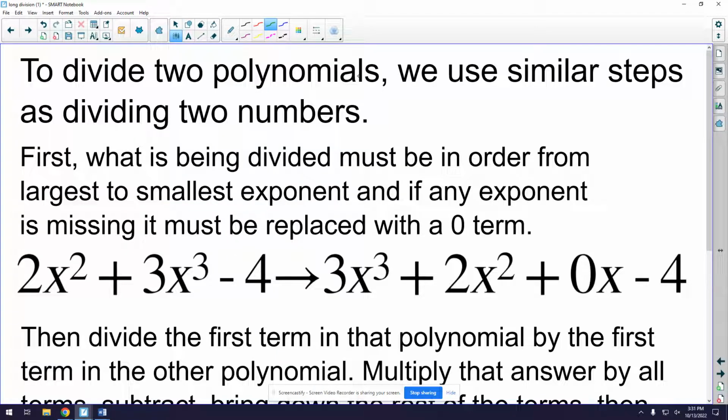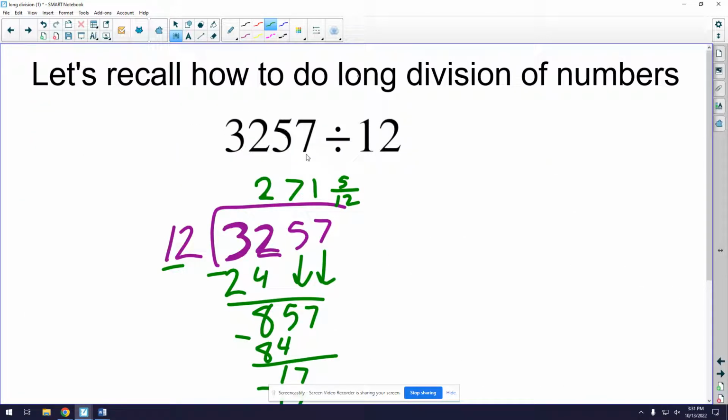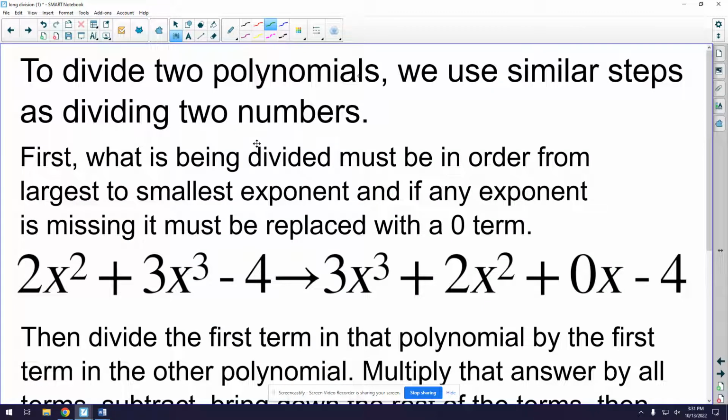So when you divide two polynomials, you're going to use similar steps as when you divided with your two numbers. What you are dividing, whatever I'm dividing, that must be, when I have a polynomial, in order from largest to smallest exponent. And if any of the exponents are missing, you must replace it with a zero term. So what I mean by that is, when you look at this polynomial right here, 2x squared plus 3x cubed minus 4, I'm going to put the cubed first, then I'm going to put the squared, but it's missing an x. So I'm going to put 0x minus 4. You have to do that. You have to put it in order from biggest to smallest, and you have to put in any that are missing.